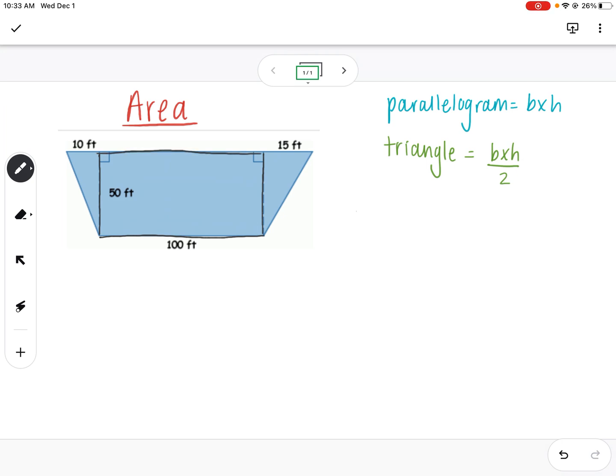So some of those shapes are parallelograms and triangles, right? Here we can see we have one parallelogram in the middle and two triangles on the outside. So what can we do? We can just simply find the area of each one of those.